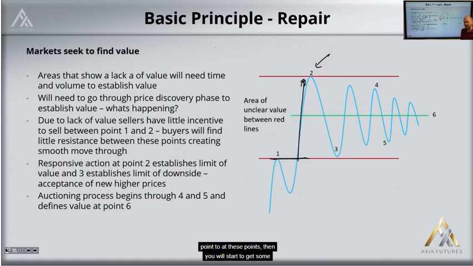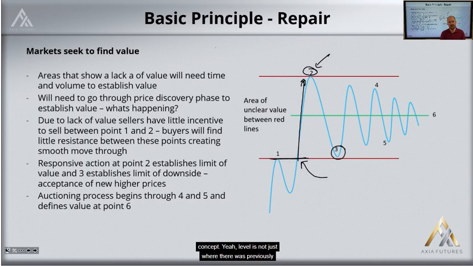At these points, you will start to get some responsive trade. Sellers come back in, and like we looked at previously, where you have the sideways range, price discovery, sideways range, this sort of responsive action, you get the same thing here. You get responsive action at point two, you then get responsive action at point three, because this is where buyers gained control.